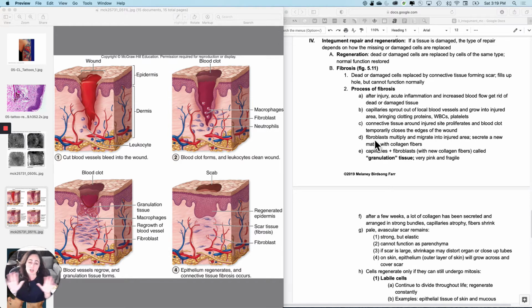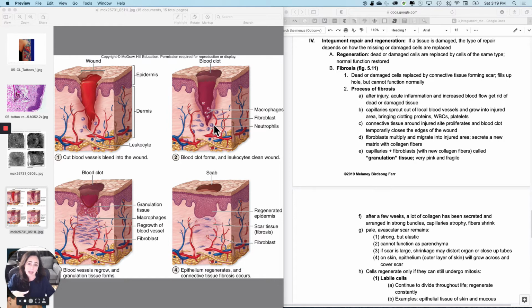Okay, so regeneration would be plan A, but plan B is scar tissue formation, which is what we're seeing here. It's called fibrosis. So what happens during the process of fibrosis is you had an injury, you get an inflammatory response, you get increased blood flow, and then your white blood cells come in and clean out whatever was there, we hope. So the leukocytes are going to clean the wound. You are definitely going to have to clot the blood.